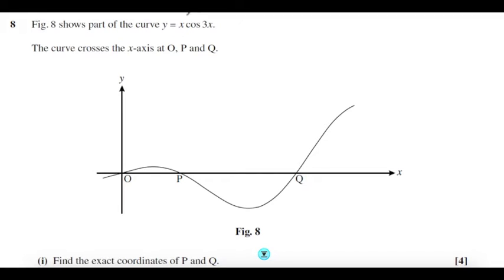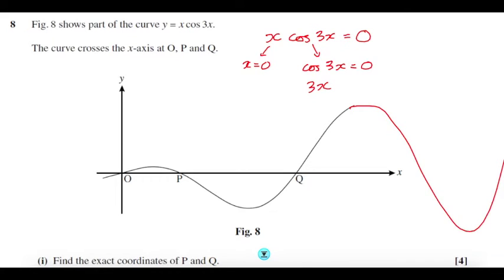Right, question 8. Figure 8 shows part of the curve y equals x cos 3x. The curve crosses the x-axis at O, P and Q. Find the exact coordinates of P and Q. So if we look at P and Q, that is going to be where the curve x cos 3x equals 0. So either x equals 0 or cos 3x equals 0. So x equals 0 is this point here, O. So if we think of all the solutions to this, there's actually going to be infinite of them, but I think the first two are going to give us P and Q.